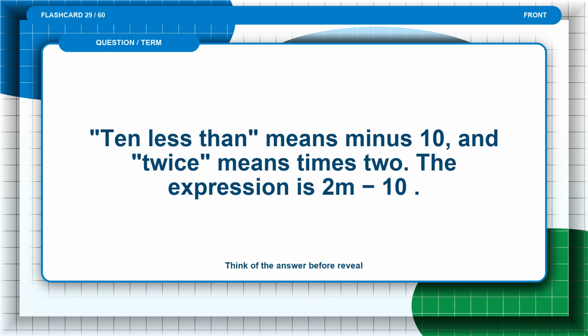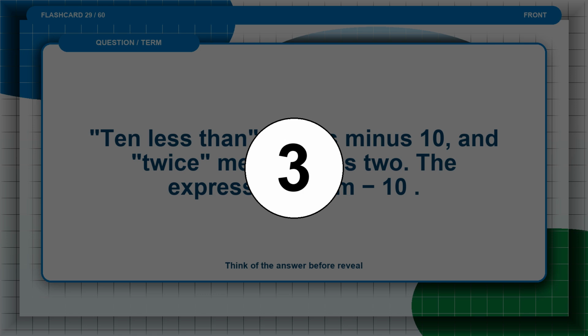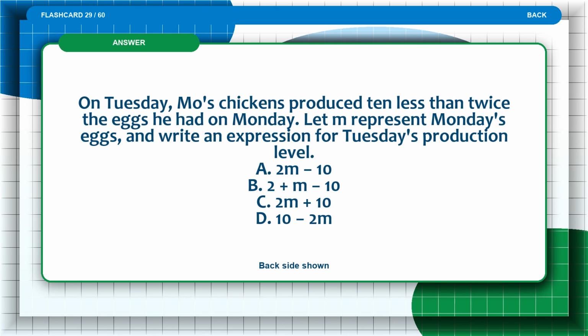Flashcard 29. 10 less than means minus 10, and twice means times 2. The expression is 2m minus 10. Think of the answer before the reveal. The answer is, on Tuesday, Mo's chickens produced 10 less than twice the eggs he had on Monday. Let m represent Monday's eggs, and write an expression for Tuesday's production level. A: 2m minus 10, B: 2 plus m minus 10, C: 2m plus 10, D: 10 minus 2m.